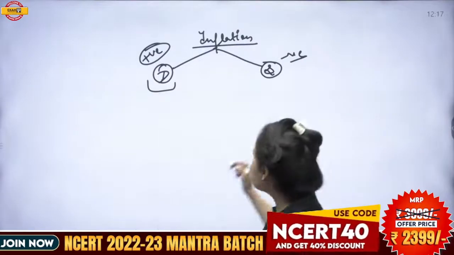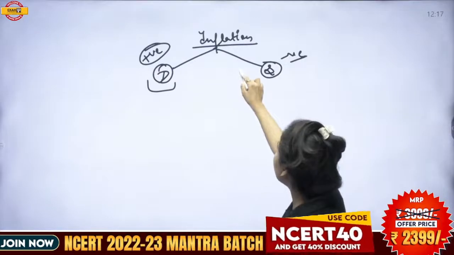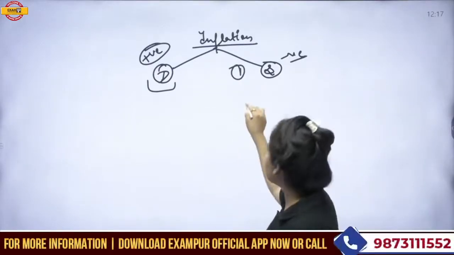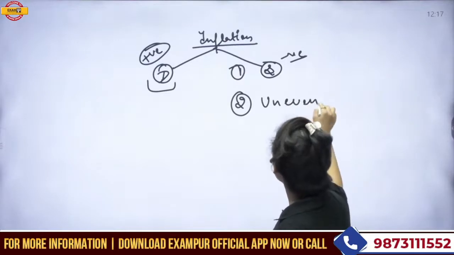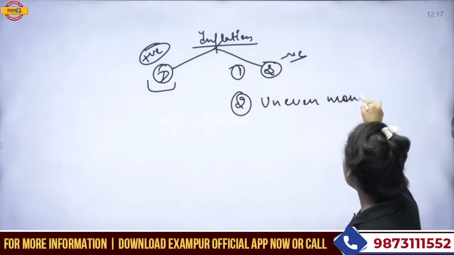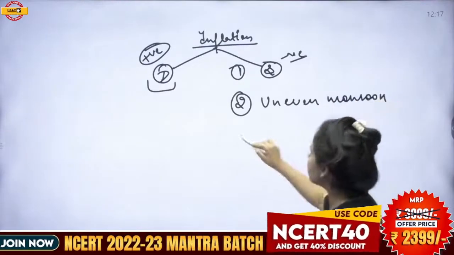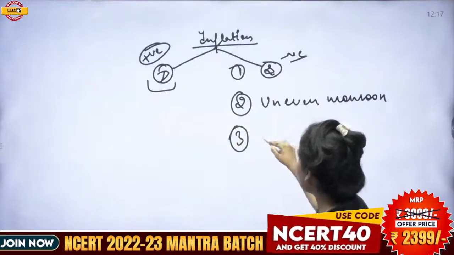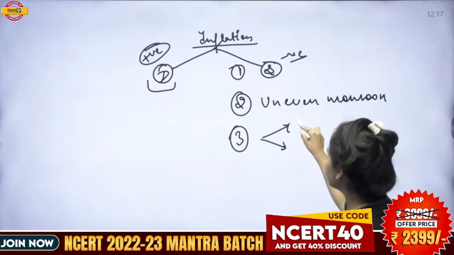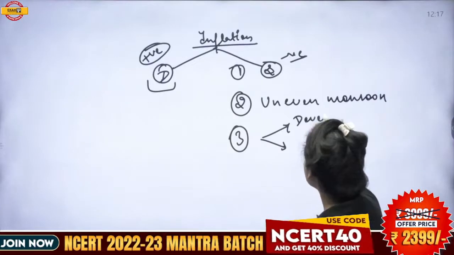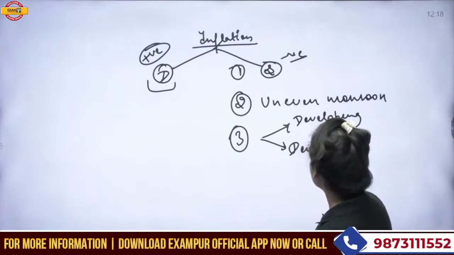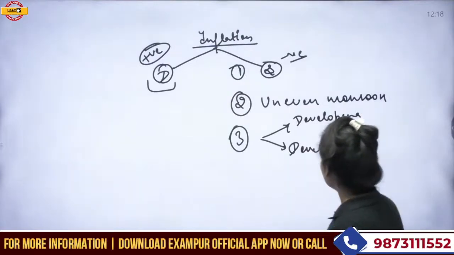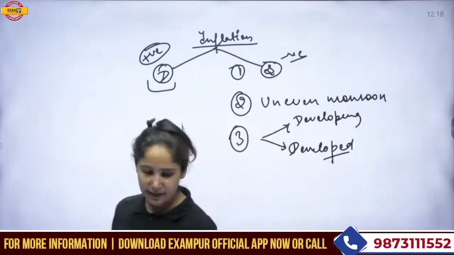So this is the situation in the picture. The second situation is uneven monsoon, which you have seen in the picture. Third, you have to make the distinction between developing countries and developed ones. In both, food crisis and energy crisis are there.